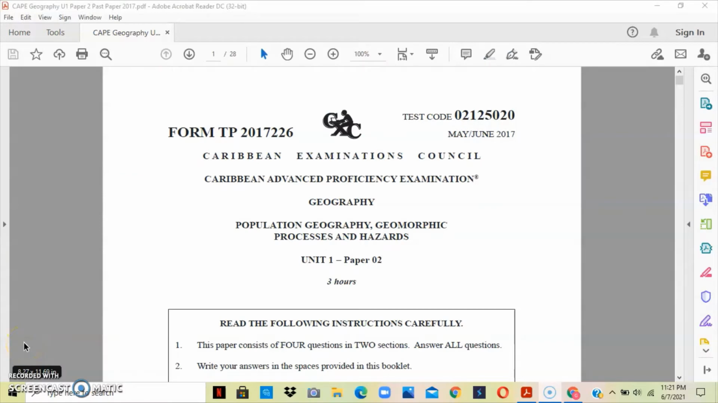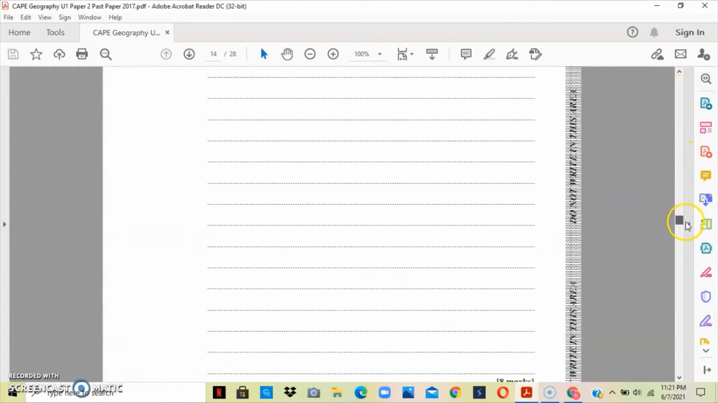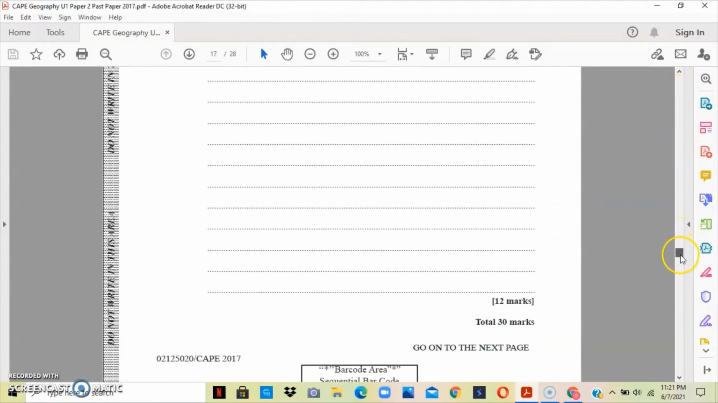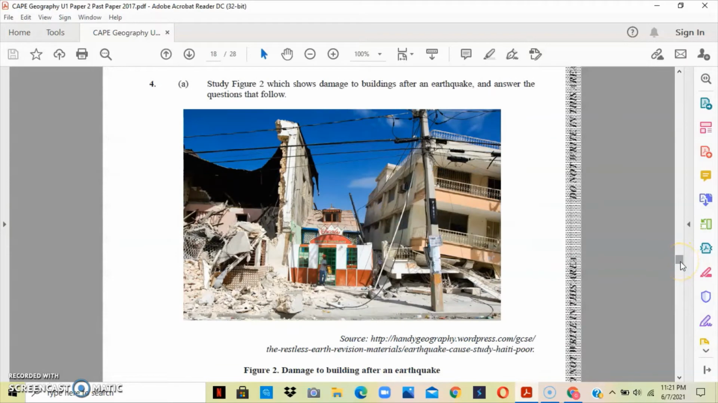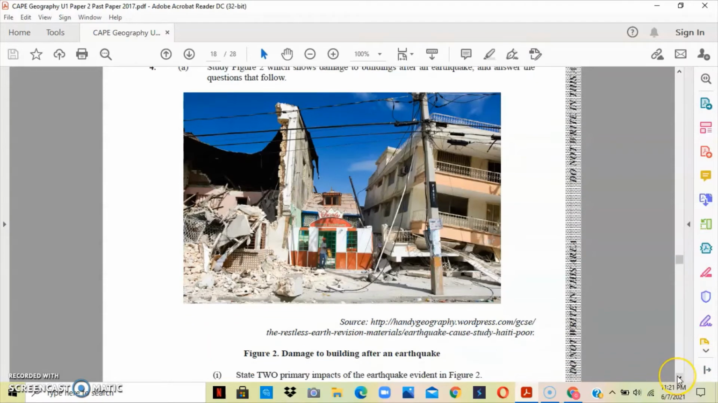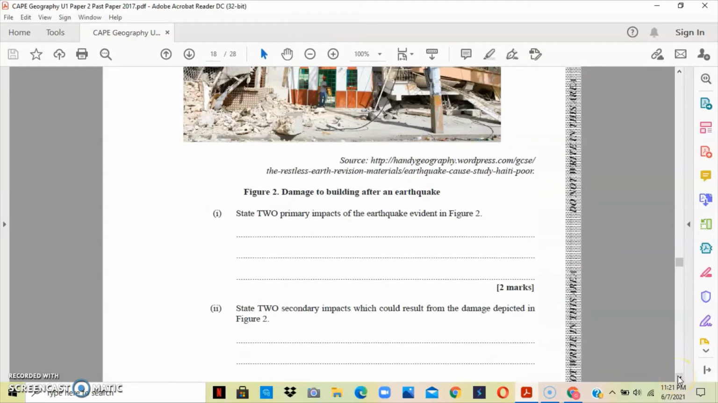Welcome back to Geography World Channel, where for this video we'll be looking at the May-June 2017 CAPE Geography Paper 2. For this video we'll be looking at question 4, which looks at module 3. Now we're shown a picture that shows the damages to a building after an earthquake, so we're to answer the questions that follow. So let's look at the first question. The first question asks that we state two primary impacts of the earthquake evident in figure 2.